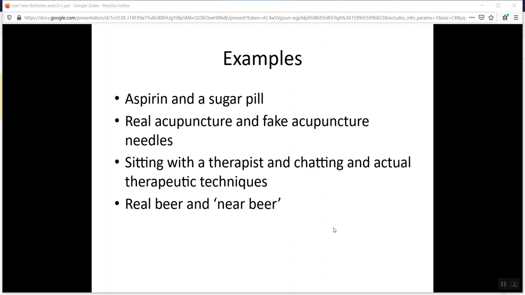Other examples of placebo: sitting with a trained therapist and chatting, or a pseudo therapist and sort of just chatting, and sitting with a therapist using actual therapeutic techniques. Another example would be the effect of real beer with alcohol in it and near beer that tastes like beer but doesn't have any alcohol in it. And if you'd like to do a little research on some of the studies that have been done with non-alcoholic beer and real beer and what happens to individuals when they consume a significant amount of beer that they believe has alcohol in it, some of those studies are pretty interesting.